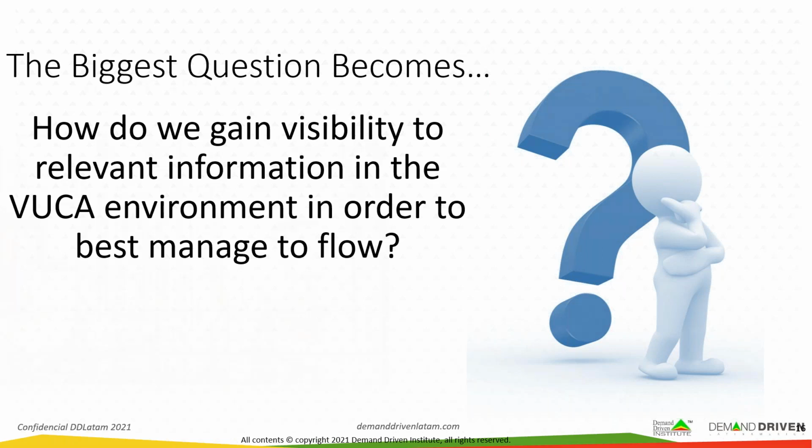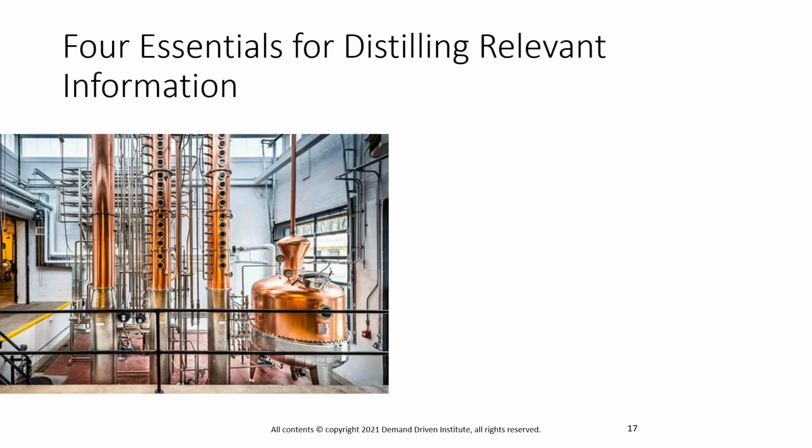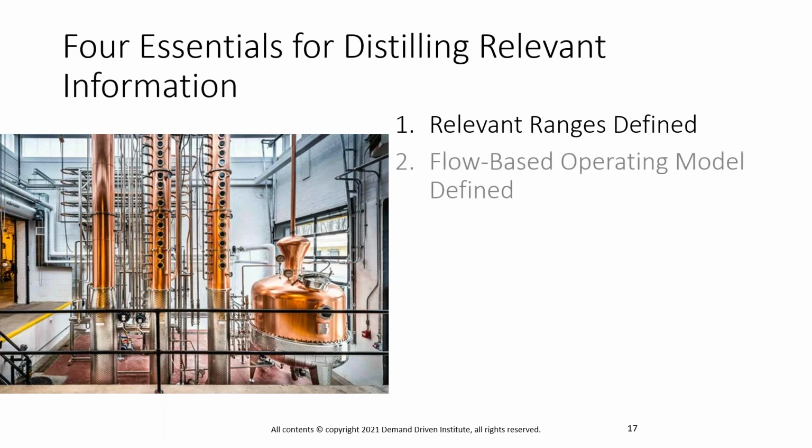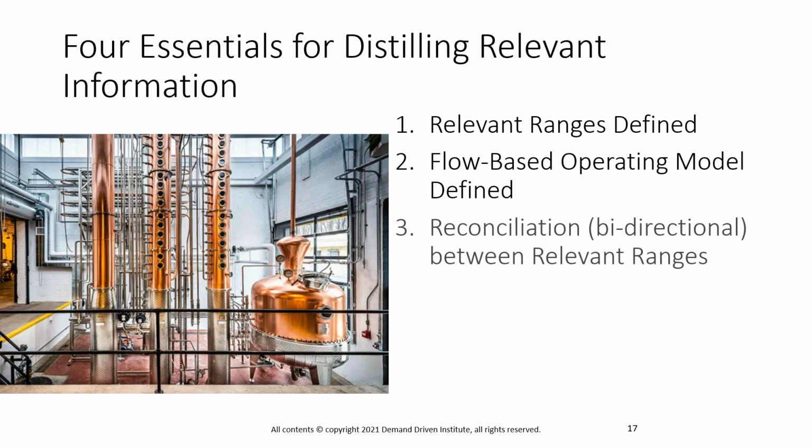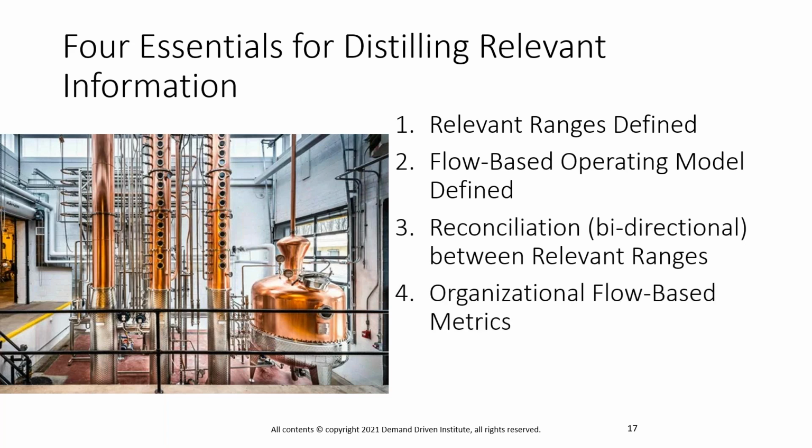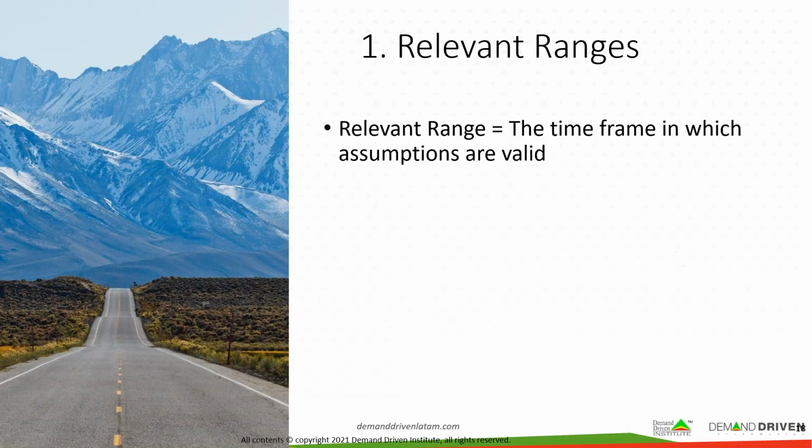Well, there's 4 essentials for distilling relevant information. The first is defining relevant range. Second is defining a flow-based operating model. Third, how do we reconcile between those models? And fourth, how do we get the metrics? And I spent some time talking already about the strategic metrics, which is really the focus for this presentation. So the first is relevant range.